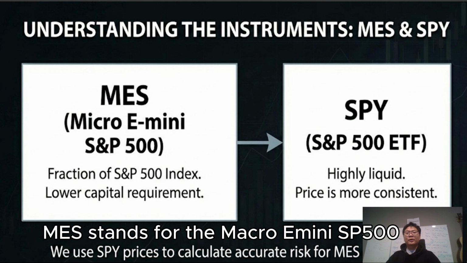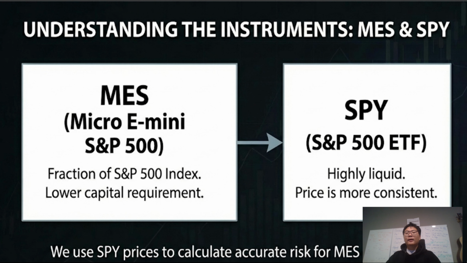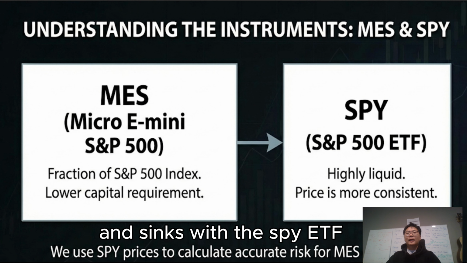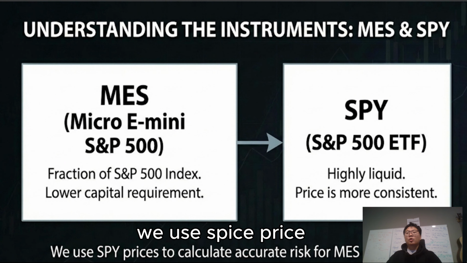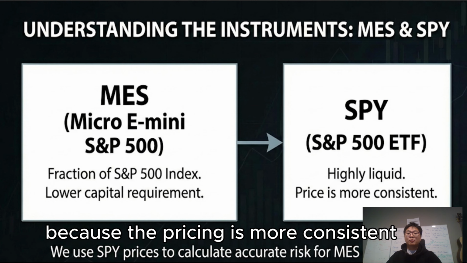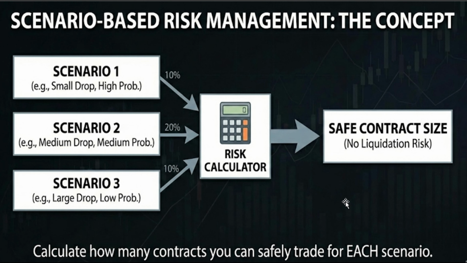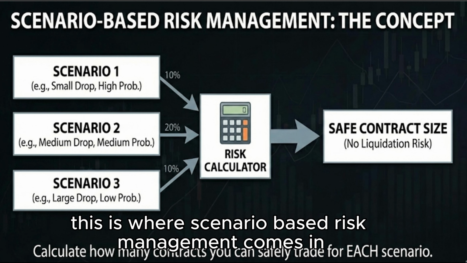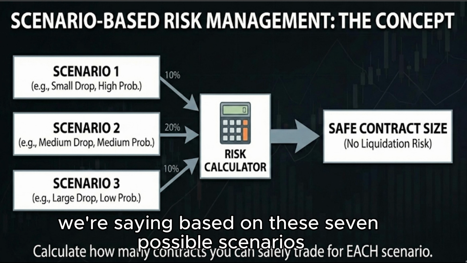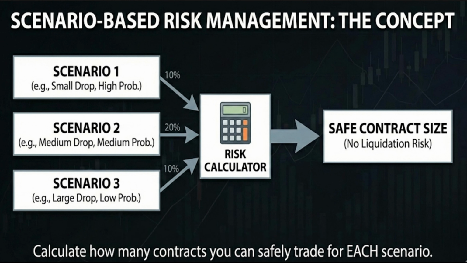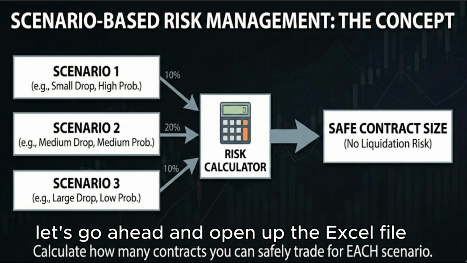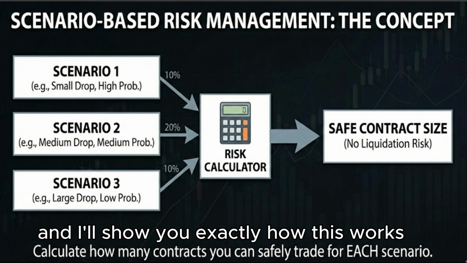Alright, before we get into the calculator, let's make sure we're all on the same page. MES stands for the Micro E-mini S&P 500, and each contract represents a fraction of the S&P 500 index and syncs with the SPY ETF. We use SPY's price to calculate our risk for the MES contracts because the pricing is more consistent. This is where scenario-based risk management comes in. Instead of just saying I can trade 10 contracts, we're saying, based on these 7 possible scenarios with their probabilities, here's how many contracts I can safely trade without facing liquidation later. Let's go ahead and open up the Excel file and I'll show you exactly how this works.